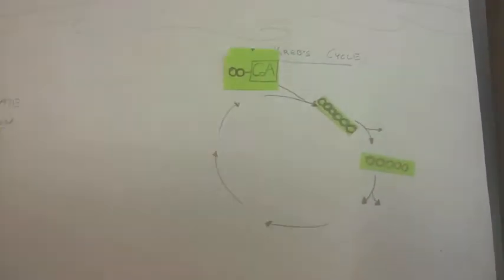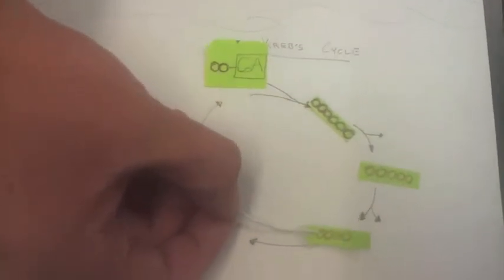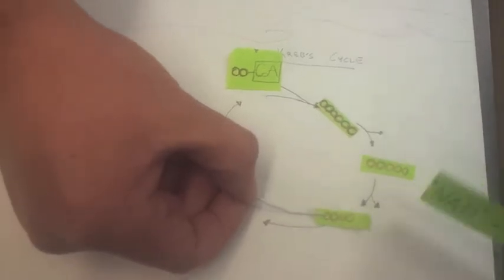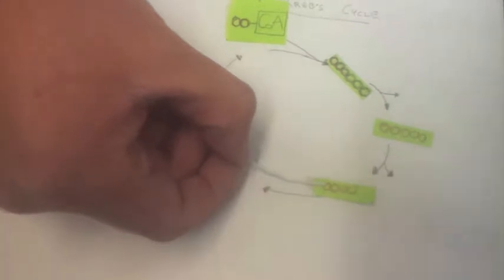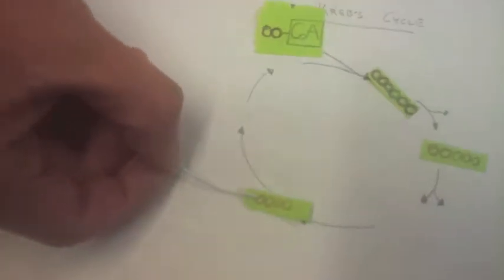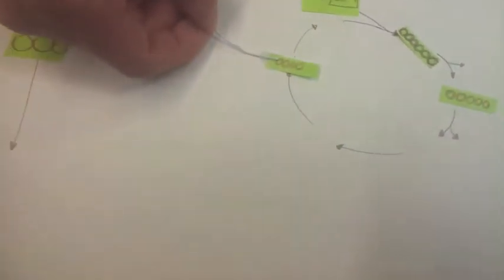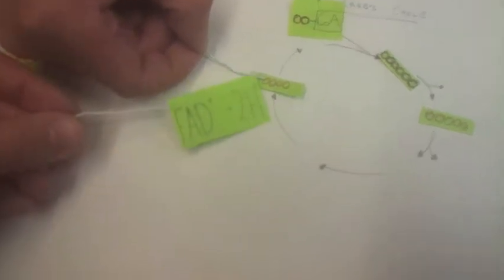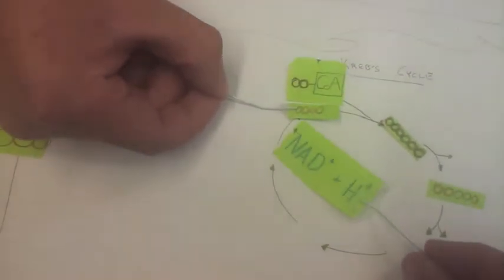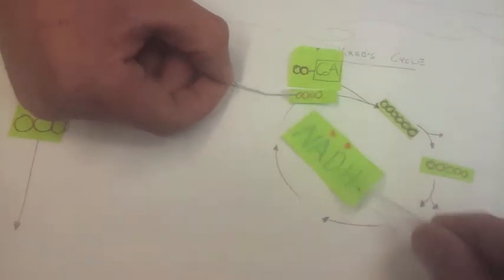Next, that turns into a 4-carbon chain, changing NAD plus H plus into NADH and releasing CO2 as well. That goes again into the next step, where ADP plus PI turns into ATP. That goes to the next step, where FAD plus 2H plus turns into FADH2. And that goes right back into becoming oxaloacetate, where NAD plus H plus is converted to NADH again.